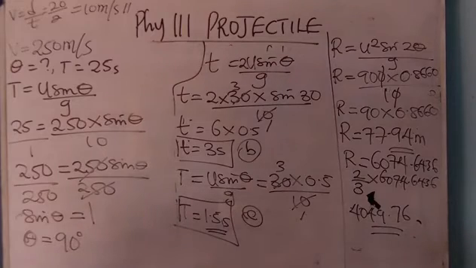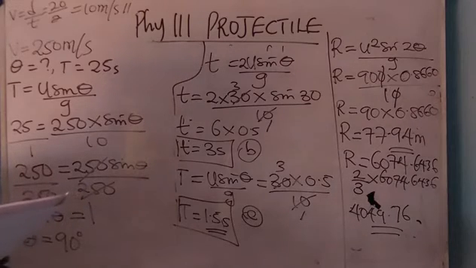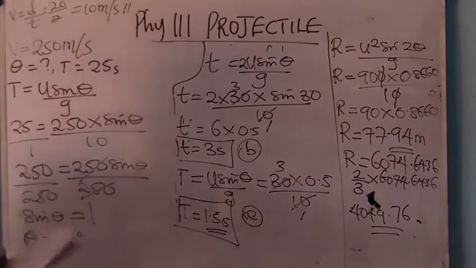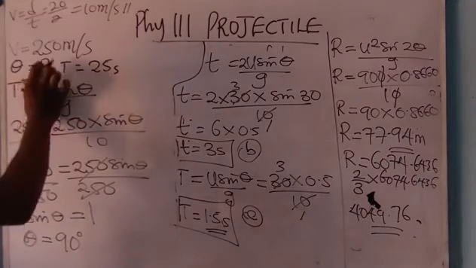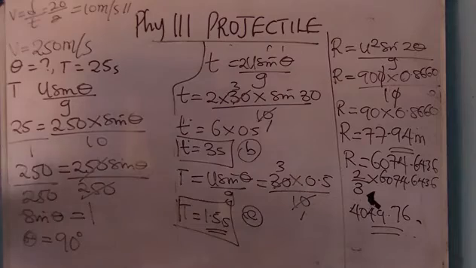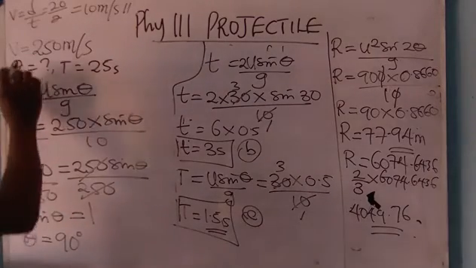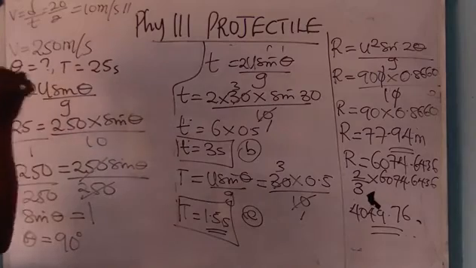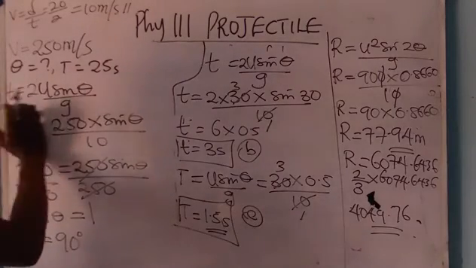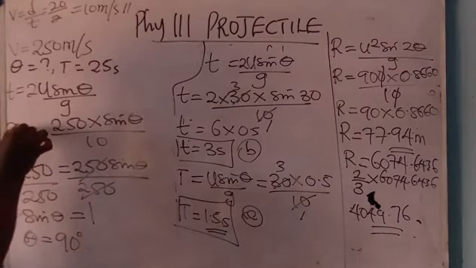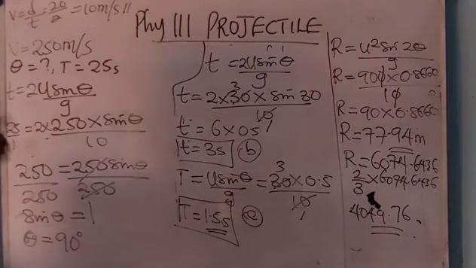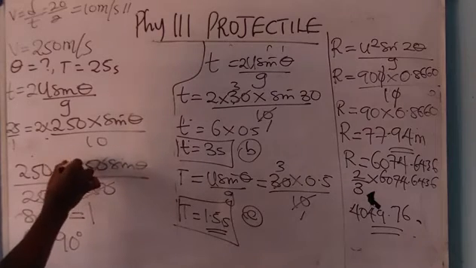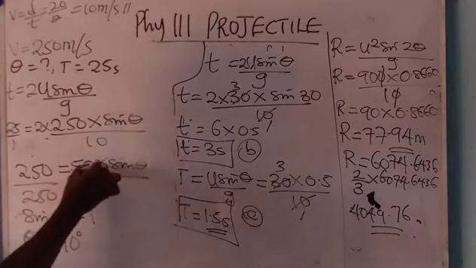Let me go through it again. Where is the question again? If the total time of flight, okay, total time of flight is 2 times U sine theta over G. I thought they were referring to the time to reach the maximum height. Oh, God, mathematics. So this is 25, and 2 times this gives 500.